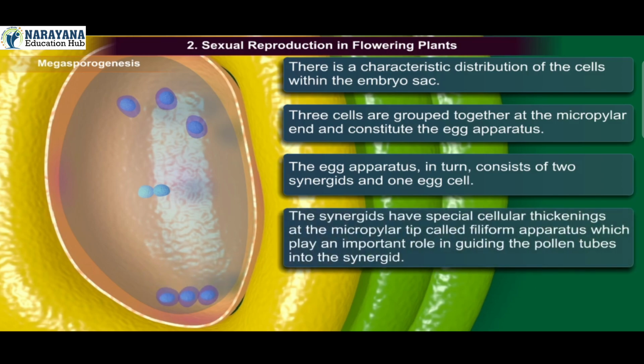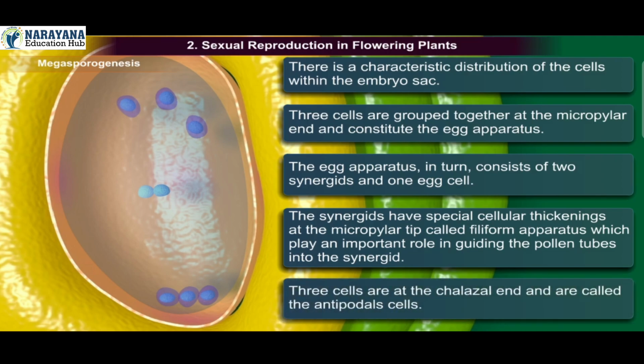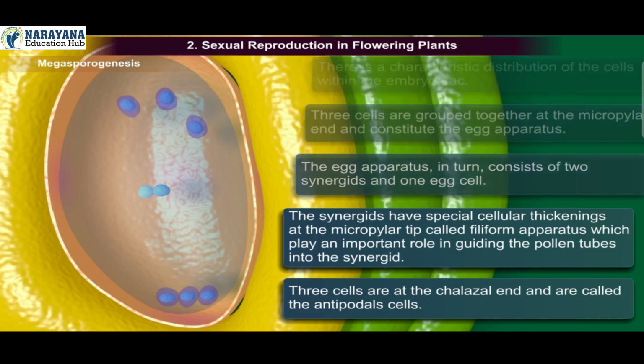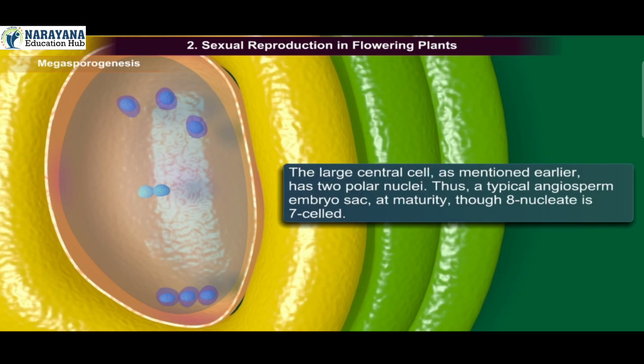The synergids have special cellular thickenings at the micropylar tip called the filiform apparatus, which play an important role in guiding the pollen tubes into the synergid. 3 cells are at the chalazal end and are called the antipodal cells. The large central cell, as mentioned earlier, has 2 polar nuclei. Thus, a typical angiosperm embryo sac at maturity, though 8-nucleate, is 7-celled.